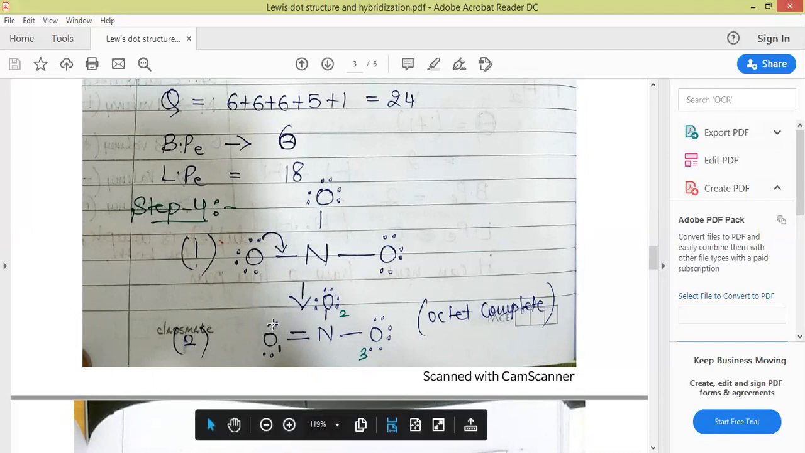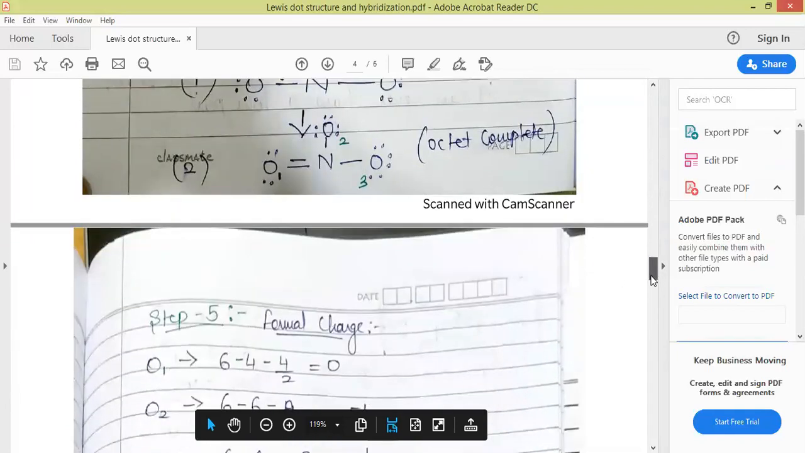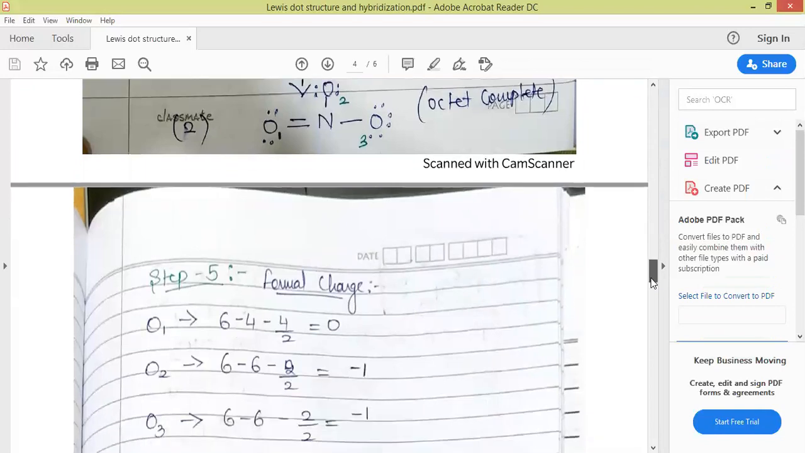This oxygen will now be associated with 2 lone pairs: 1, 2, 3, 4, 5, 6, 7, 8. Its octet is complete. Its octet was already complete. This one is also complete. Now the octet of nitrogen is also complete. As of now, the octets for all the atoms are complete. Now we look at the formal charge.